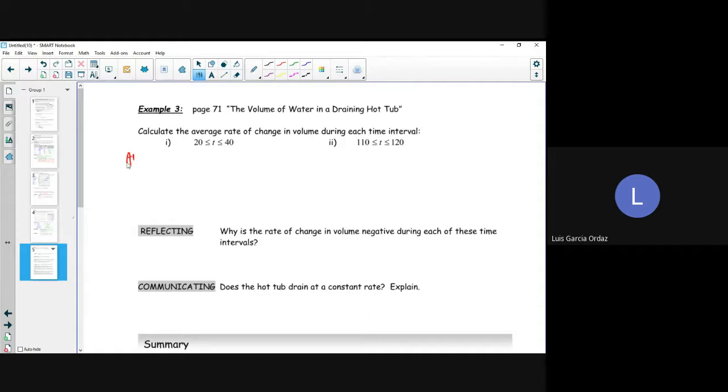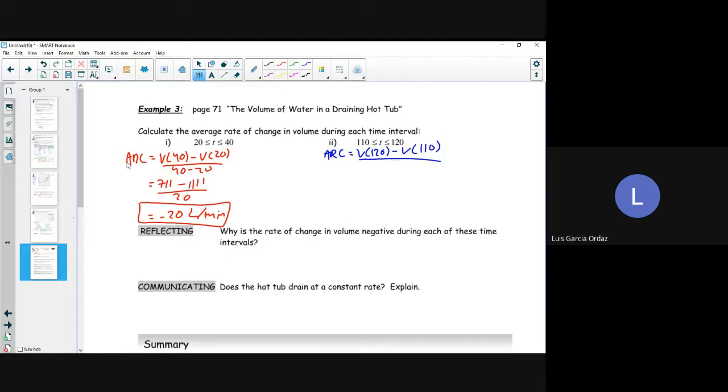So again, same thing. The ARC is equal to V(40) minus V(20) divided by 40 minus 20, which gives us 711 minus 1,111 divided by 20, which gives us negative 20 liters per minute, which means that from 20 minutes to 40 minutes, the hot tub is losing water during that time interval. So that means from 110 to 120, it is also losing water. Again, ARC is equal to volume at 120 minutes minus the volume at 110 minutes divided by 120 minus 110, which is equal to 0 minus 10 divided by 10, which is equal to negative 1 liter per minute.